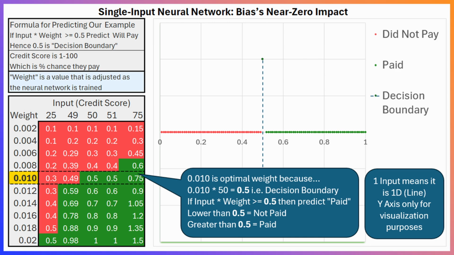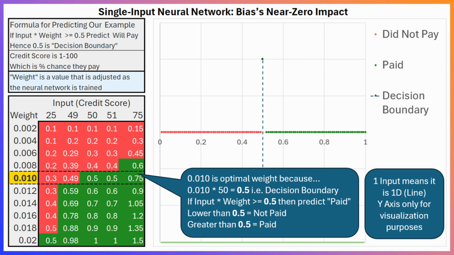Let's take a look at it on this graph. The formula for prediction is shown at the top left. If input times weight is greater than or equal to 0.5, we predict the customer will pay. This 0.5 is our decision boundary. In this example, we're using credit scores ranging from 1 to 100 as our input. These scores represent the percentage chance a customer will pay.